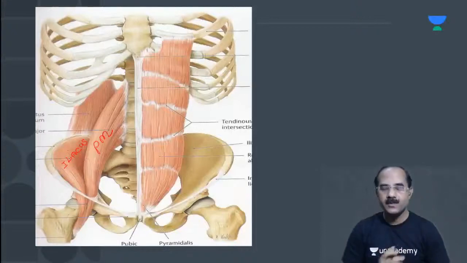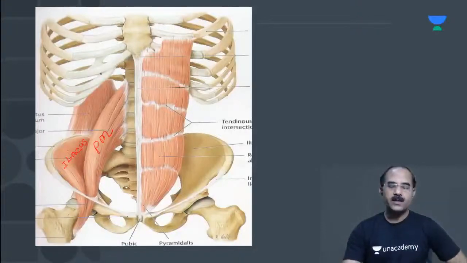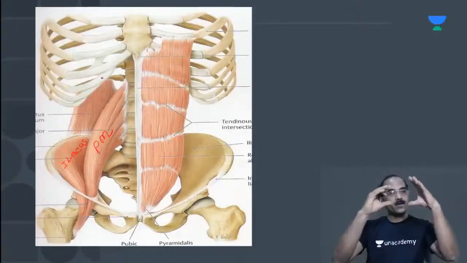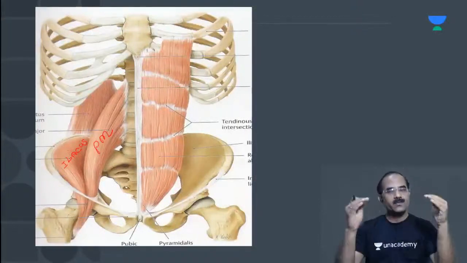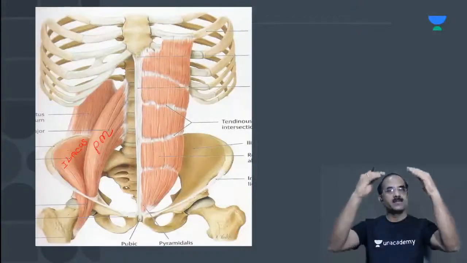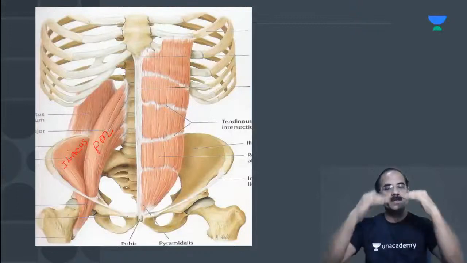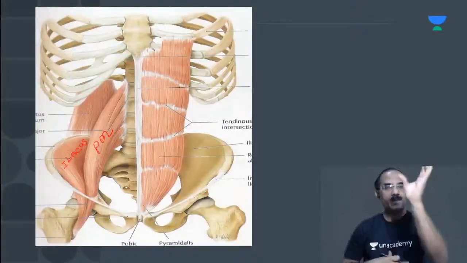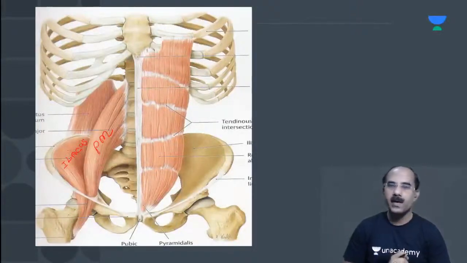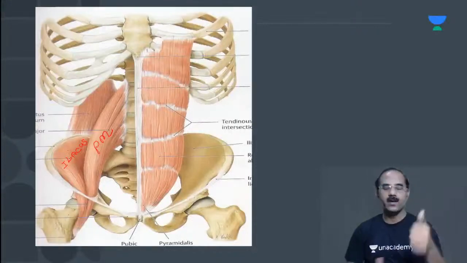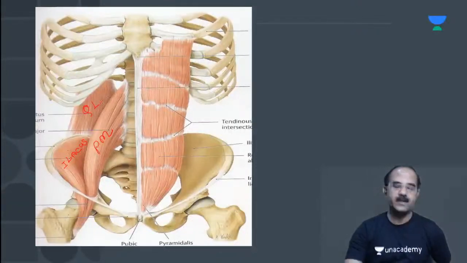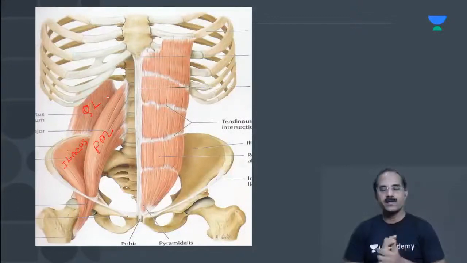Now, next to the psoas major, you've got a quadrangular muscle of the lumbar region, which begins from the iliac crest and gets inserted into the 12th rib. It's a quadrangular muscle of the lumbar region. We call this the quadratus lumborum.